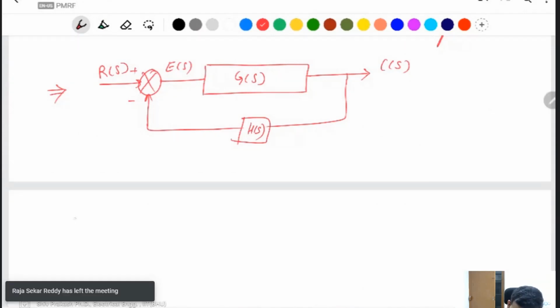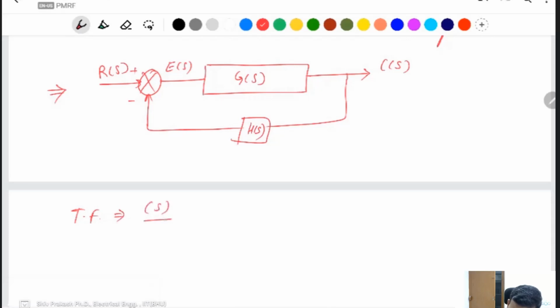Then what will be the total transfer function? Transfer function is C(S) divided by R(S), Laplace transform of output divided by Laplace transform of input. Then what will C(S)? C(S) can be written as E(S), the error signal, into the plant transfer function. E(S) into G(S) is the same as C(S).